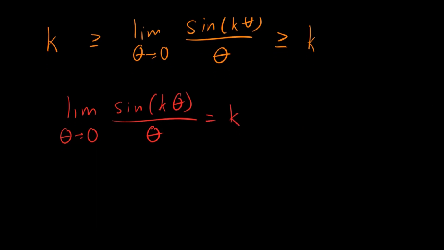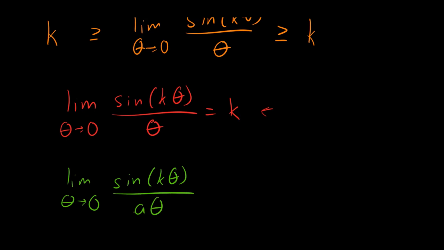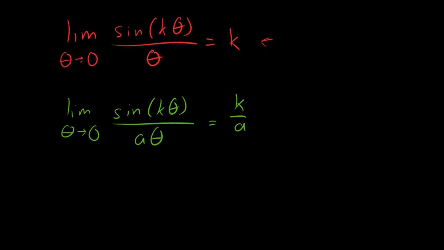This is a very important limit that we have to learn. A more general case would be the limit as theta approaches 0 of sine of k theta divided by a theta, where a is any real number that we divide by, and that will be equal to k over a. This formula is also really useful to know. And if we let k and a both be 1, then we end up with this very iconic limit: the limit as theta approaches 0 of sine of theta divided by theta is equal to 1.